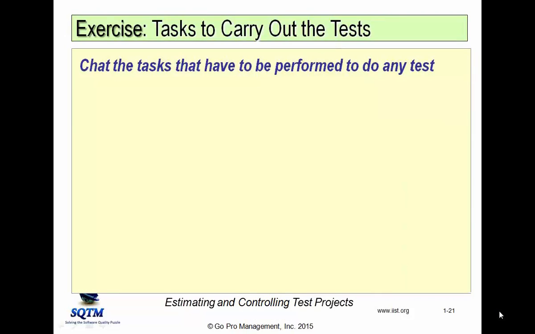And so let's ask you to do some more work. Once again, chat in the question box, if you will. Tasks that have to be performed to do any test. Now, there's a good chance that you may not think in these terms, but in fact, if you step back and look at the way that you do testing, there are a bunch of tasks that you're going to have to do regardless of the type of test that you're doing.